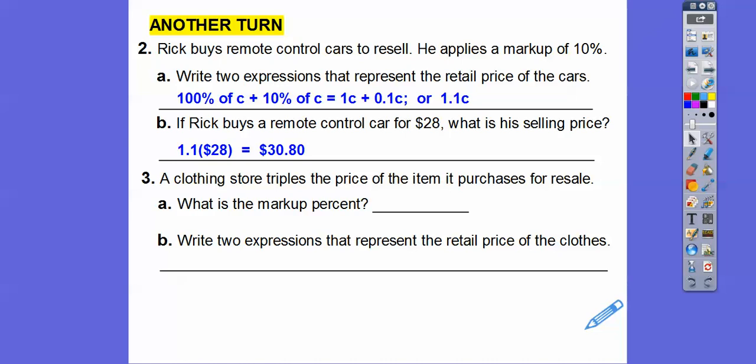Okay, anyway, so a clothing store triples the price of the items that it purchased to resell.